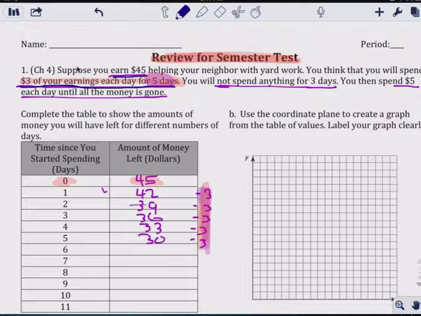Okay, that gives, and then you stop spending. Oh my gosh, got interrupted so much.